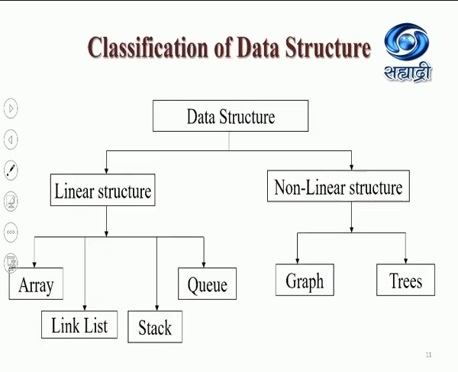Classification of data structure. The data structure is classified as linear data structure and non-linear data structure. Linear data structure contains array, linked list, stack and queue, whereas non-linear data structure contains graph and tree. This is the tree diagram of the data structure.